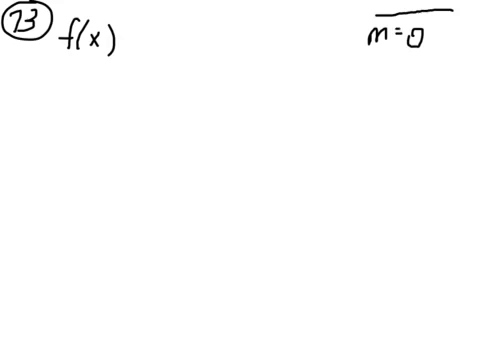Now, how am I going to do that? Well, I've got a function. If I take the derivative, that gives me the slope, doesn't it? So I'm going to take the derivative here. And this is going to require the quotient rule.